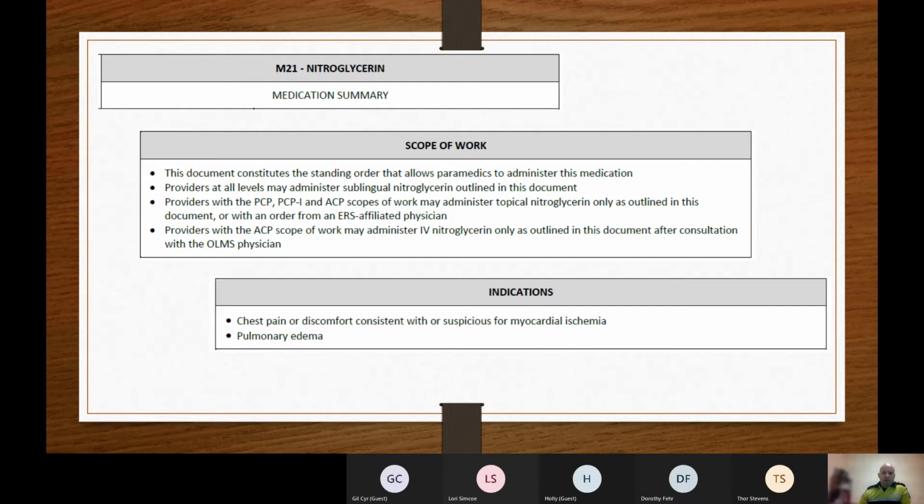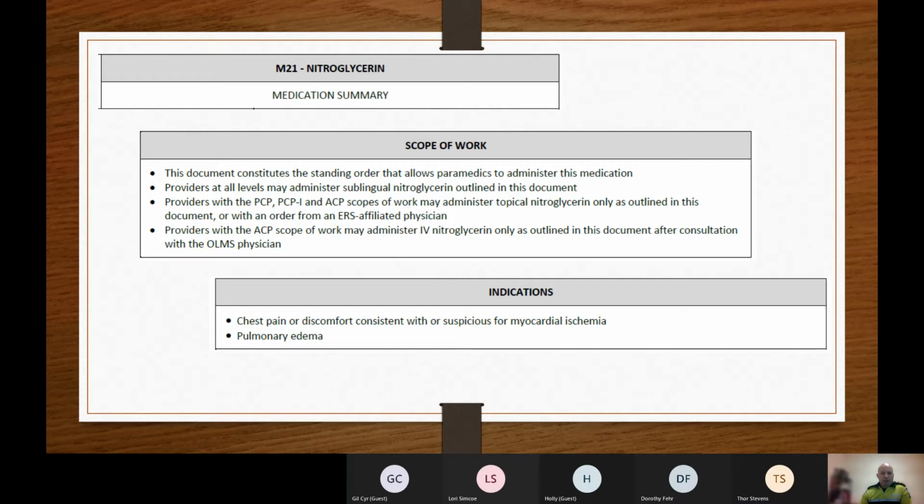So for scope of work, providers at all levels may administer sublingual nitroglycerin as outlined in this document. Providers with PCP and up may administer topical nitroglycerin only as outlined in the medication profile, or with an order from an ERS affiliated physician, so your online medical. Providers with ACP scope of work may administer IV nitroglycerin as outlined in this document. As we're all probably pretty aware right now, we don't have ACP scope of work in this region right now. So everybody is working at max an ICP scope of work until that changes.